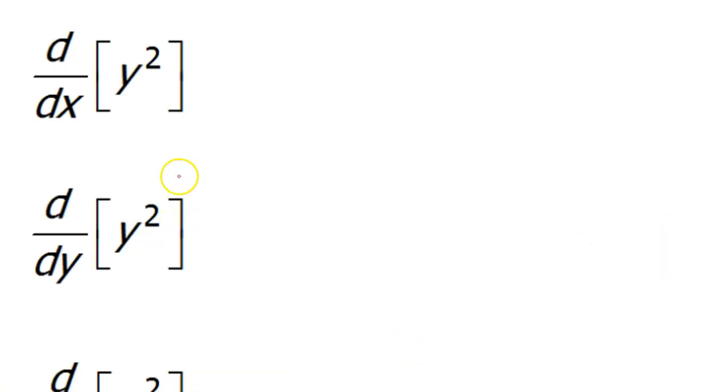Pause the video and try these two problems by yourself. So we're going to do the chain rule. So the derivative of the outer function is 2y, but then the inner function is the y, and we are taking the derivative with respect to x. So the chain rule piece is the dy/dx, the end.